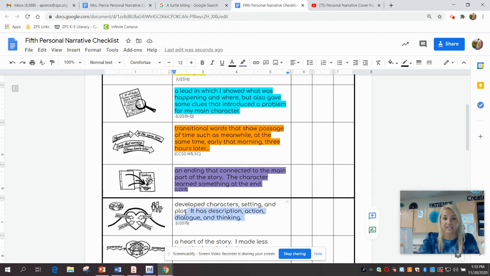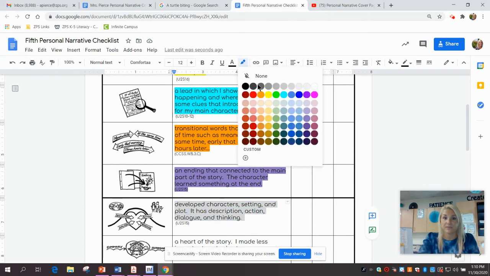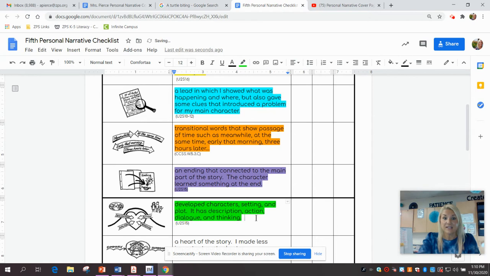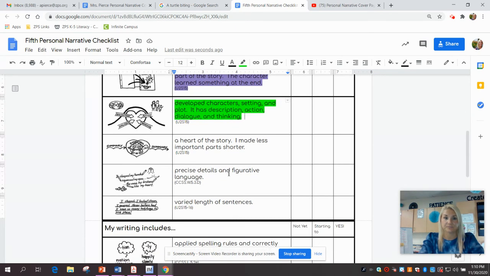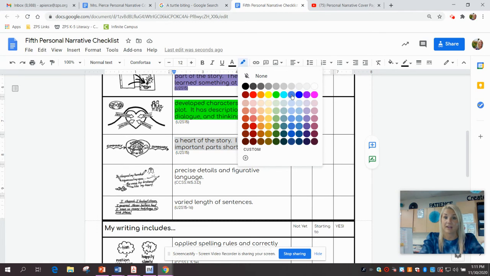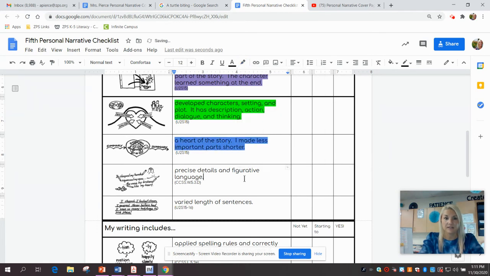The next thing that we should see in your piece is that you developed and showed instead of told about the characters, the setting, and that you have description. You have your rising action, your climactic moment, and your falling action. That you have dialogue in your piece, and when you're showing maybe your thinking in your narrative. Make sure you check for all of those things today. Make sure you have the heart of the story, meaning your lesson learned, or something heartfelt that happened or was accomplished. All of yours is different.